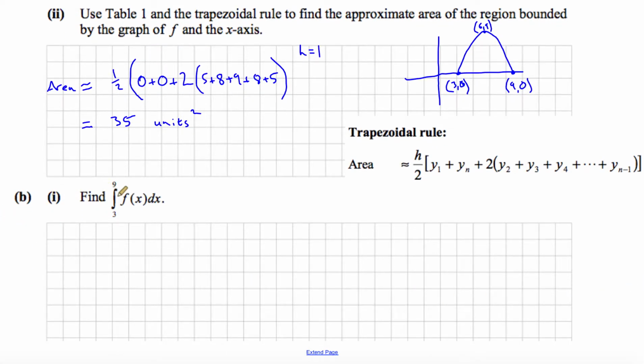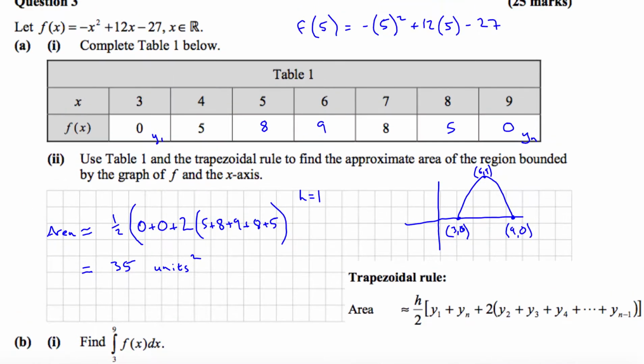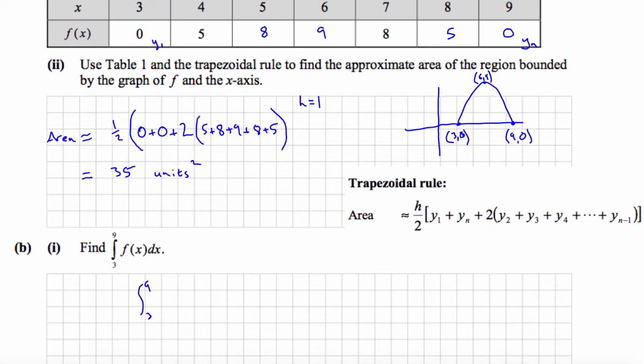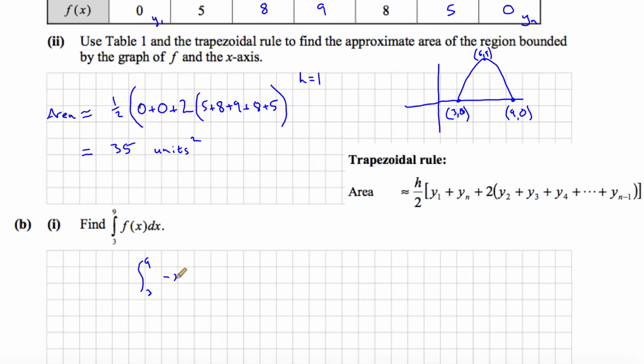Part B1 says find the integral of f of x dx between 3 and 9. So the integral between 3 and 9 of f of x. Now our f of x was given up here as minus x squared plus 12x minus 27. So it's the integral of that function, which I'll put in a bracket, dx with respect to x.